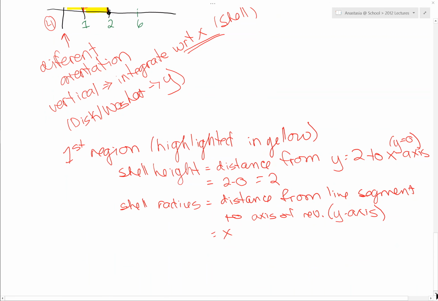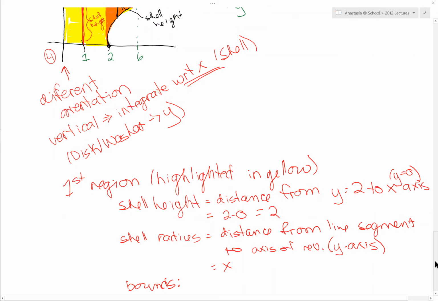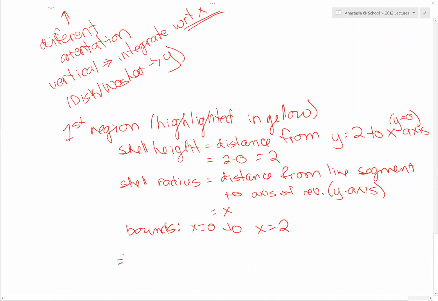So that's our shell radius, and then our bounds. We need to find the smallest and largest x values, in this case, for the region that's highlighted in yellow. So that region goes from x equals 0 to x equals 2. So that's our bounds of integration there, x equals 0 to x equals 2. So this means the volume for the first region, which I'll denote as V sub 1, is going to be equal to the integral from 0 to 2 of 2 pi, the shell radius is x, and the shell height is 2, and then we'll have dx.